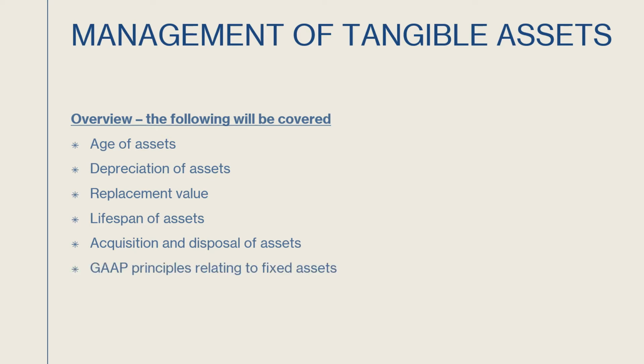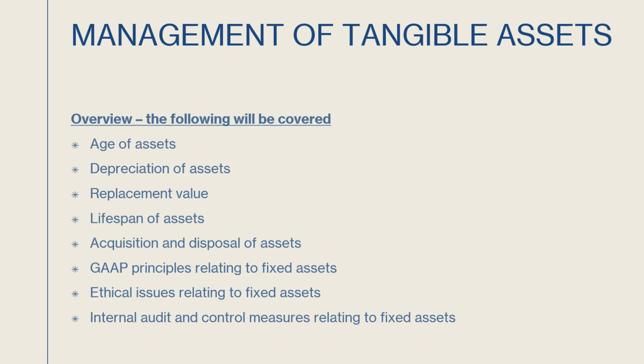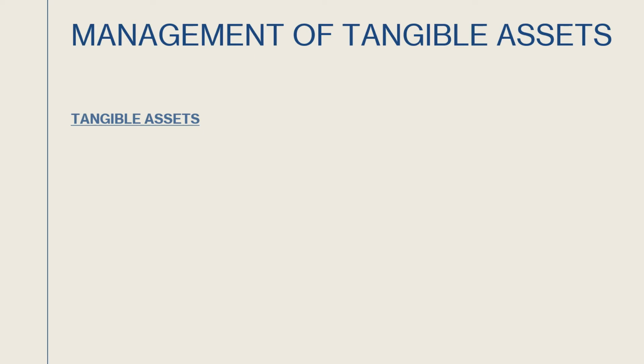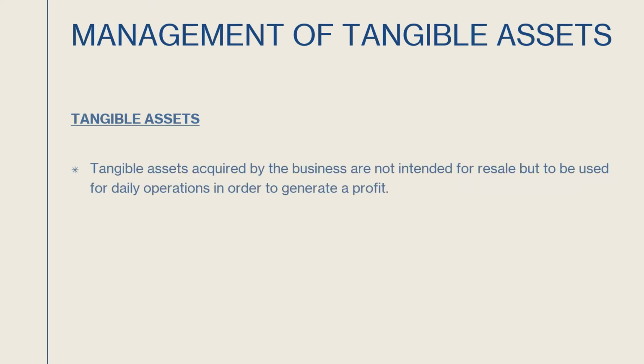The GAAP principles that relate to the fixed assets, the ethical issues that relate to the fixed assets, and then the internal audit and control measures relating to the fixed assets. Okay, so if we look at the tangible assets now, as I mentioned before, your tangible assets that are bought by the business are not bought with the intention of reselling them, but with the intention of using them to assist in the daily operations of the business in order for the business to function and generate ultimately a profit.